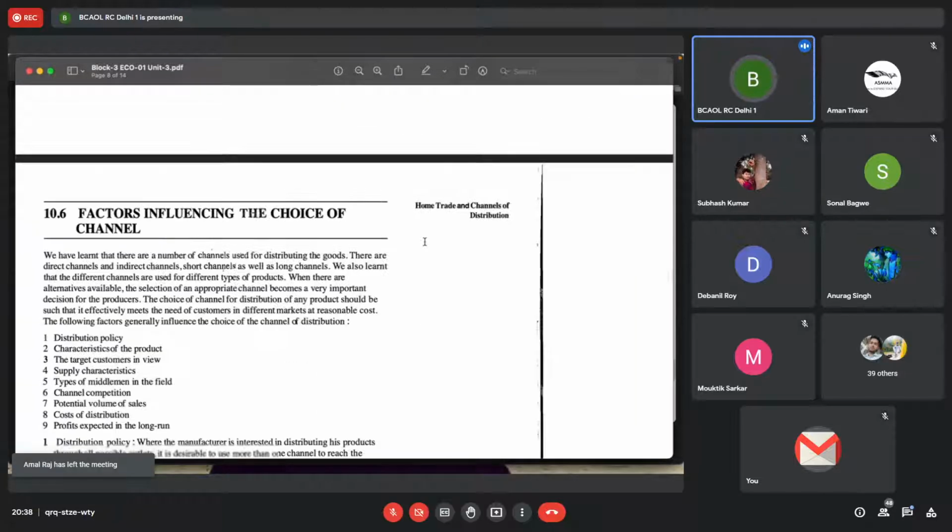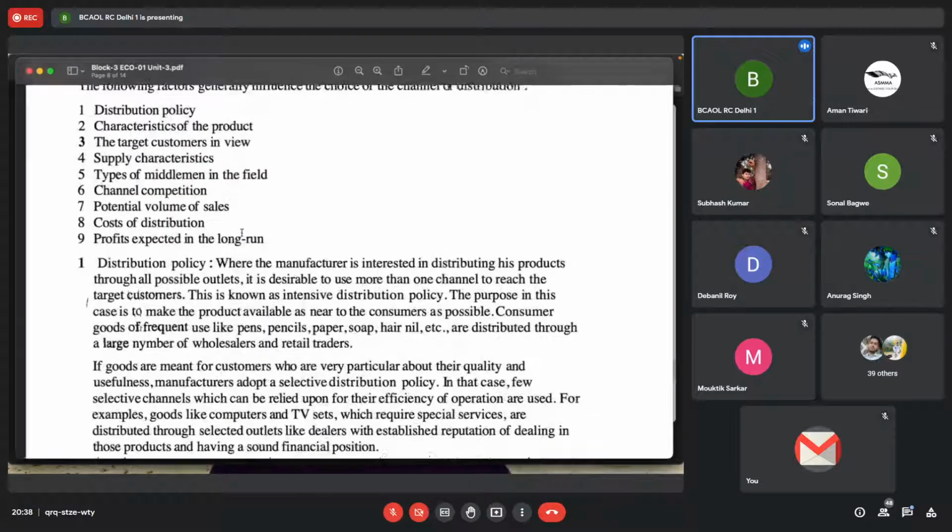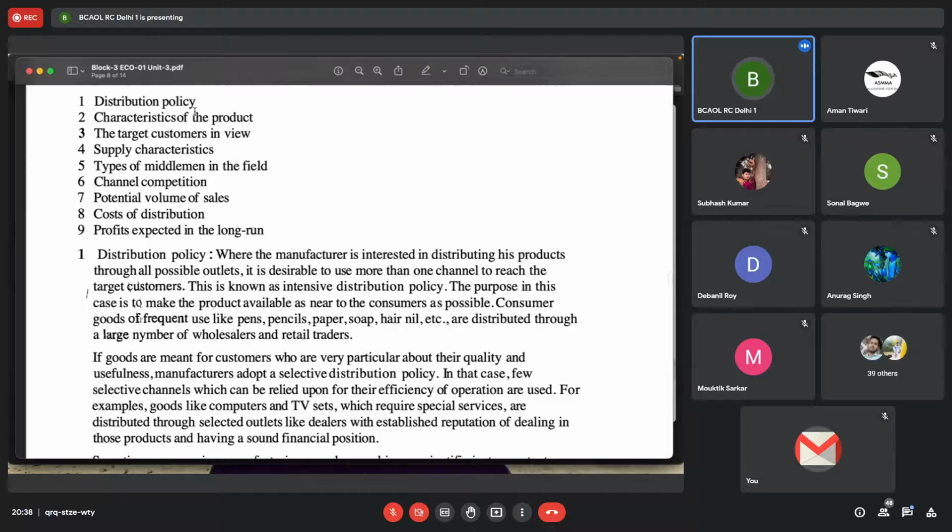This was your channel of distribution, and then the factors. Key similar points: the distribution policy, whether I am able to do it or not, what are the characteristics of the product, whether it's perishable or non-perishable. So these are similar points. You can easily read it.